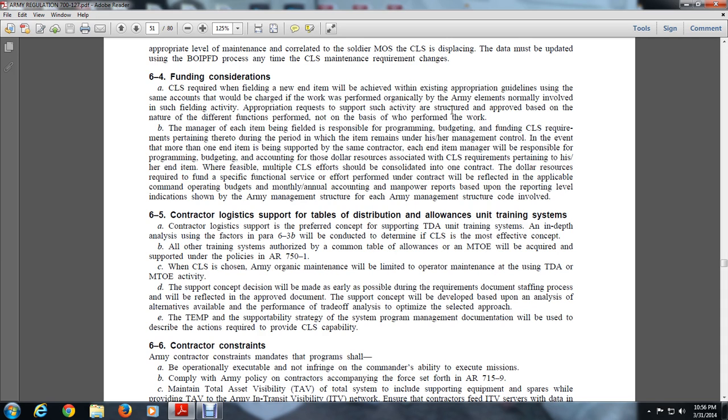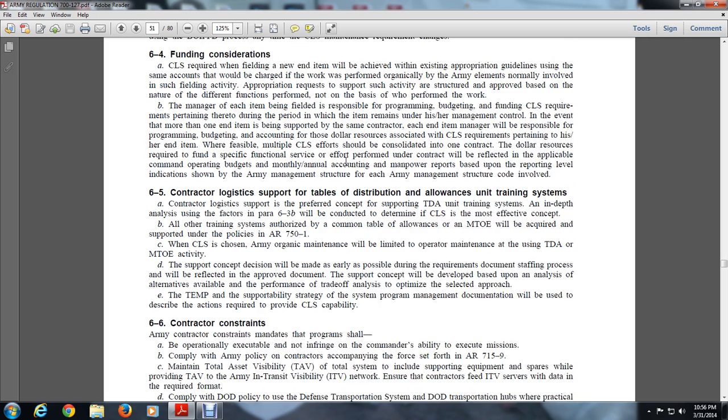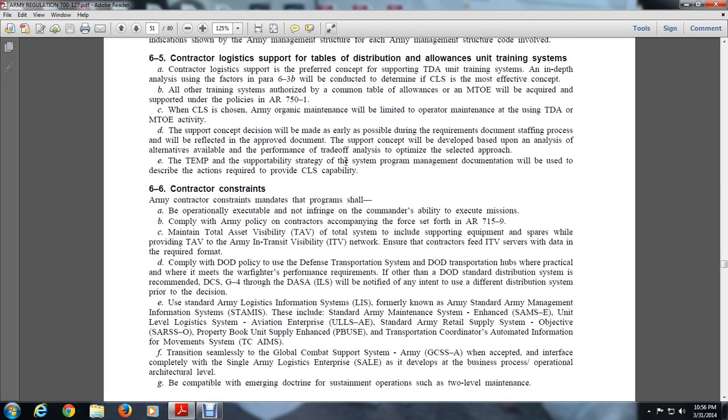It will be reflected in program documents. The support concept was developed based on an analysis of alternatives available and performance trade-off analysis, optimizing the selected approach to the supportability strategy. System program management documentation will be used to describe the actions provided by the CLS applicability. 6.6 Contractor constraints.